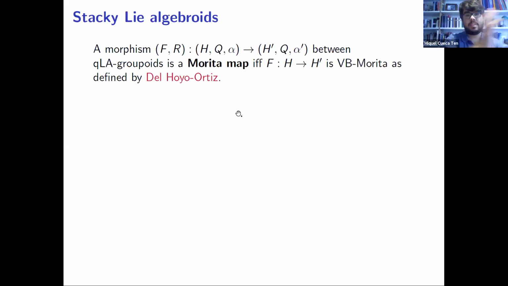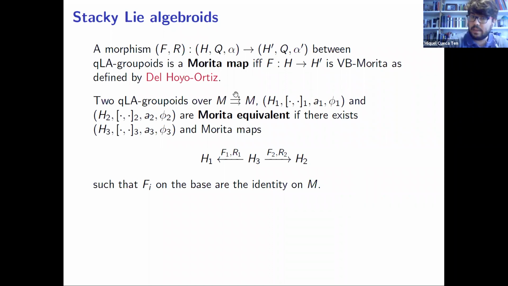Okay, so right now we are upstairs. As we already announced, what we need to go downstairs is just doing the Morita class of this thing. So a morphism between quasi-Q groupoids is a Morita map if this F part is a VB Morita map as defined by Del Hoyo and Ortiz. And then two quasi-LA groupoids over the unit are said to be Morita equivalent if there exists a third one and Morita maps such that on the base they are equal to the identity. And on the top, they are VB Morita maps relating H1 and H2 via this H3.